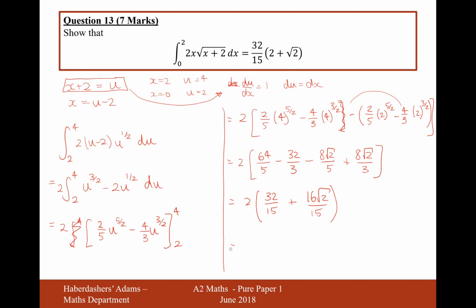Let's just make sure it ends up exactly how they want us to write our answer here. So if we now expand the brackets, we get 64 over 15 plus 32 over 15 root 2. So therefore, if I now pull out 32 over 15, I get 2 plus root 2. Brilliant, lovely. It's ended up just as I wanted it to. Perfect. So that's 7 marks for that question there, an integration by substitution question for question 13. Let's now move on to question 14.